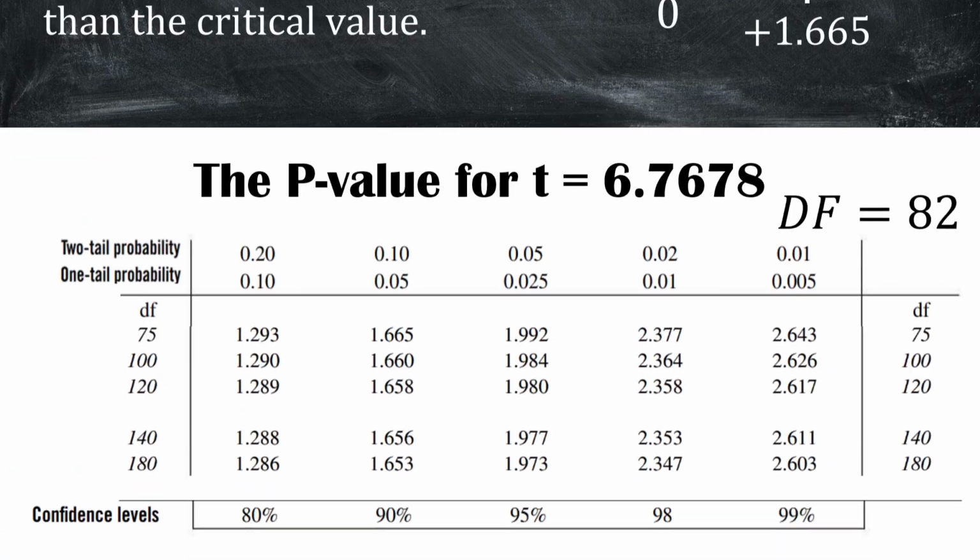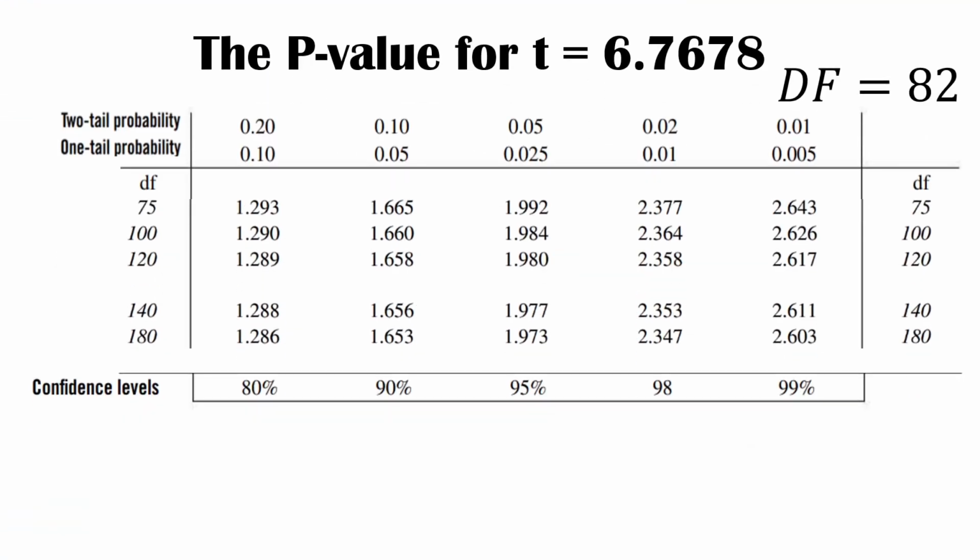Let's estimate the p-value. So again, working with 75 degrees of freedom, you can see the test statistic is off the chart to the right. So if our test statistic was 2.643, the upper tail area would be 0.005. But our test statistic is much bigger than that, so the upper tail area is even less than 0.005. The p-value is less than 0.005.